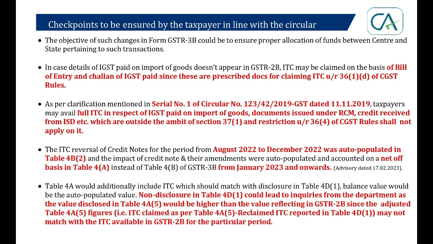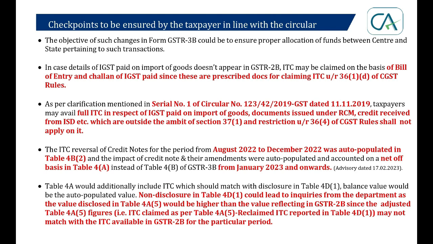Another thing we need to understand, as I have already discussed, the last point on this slide, is that if we do not report the reclaimed amount in table 4D1 in the month of claiming such input tax credit, it may lead to the department thinking that you have claimed input tax credit by manually putting it in by your hand in table 4A5, which exceeds the auto-populated amount of input tax credit from GSTR-2B. So kindly ensure that this particular mistake does not happen. Also, try to understand the adjusted table 4A5 figures. What does that mean?